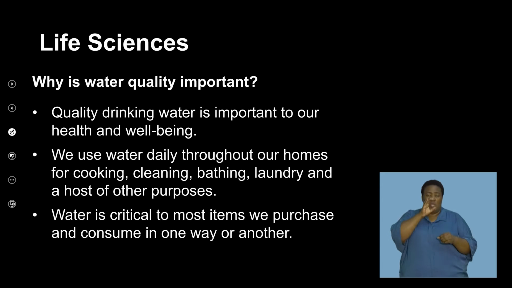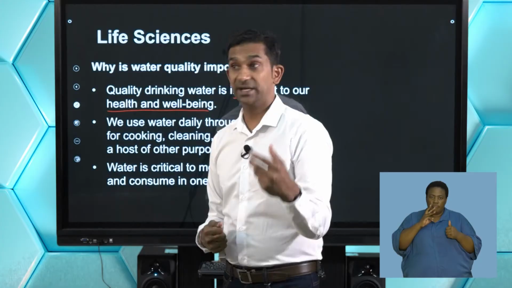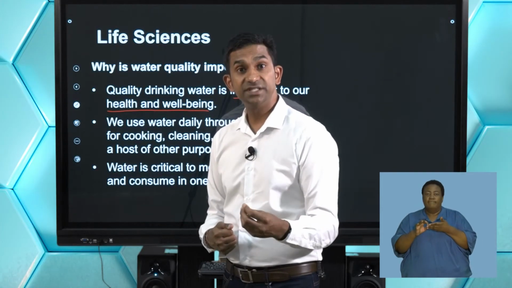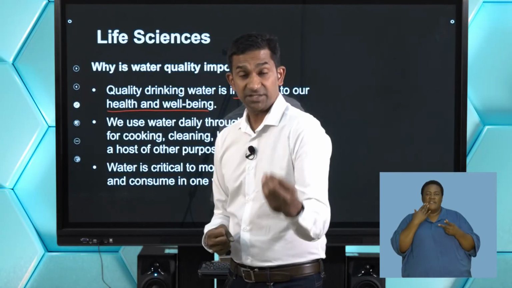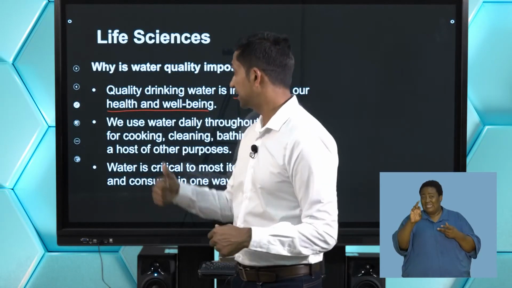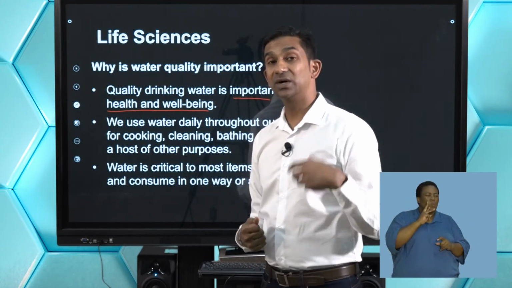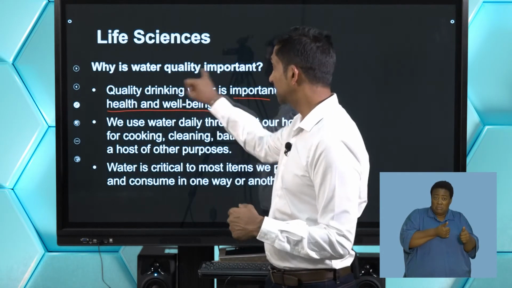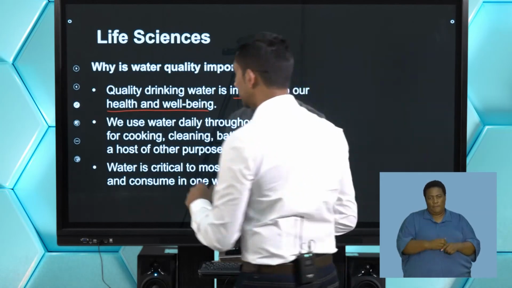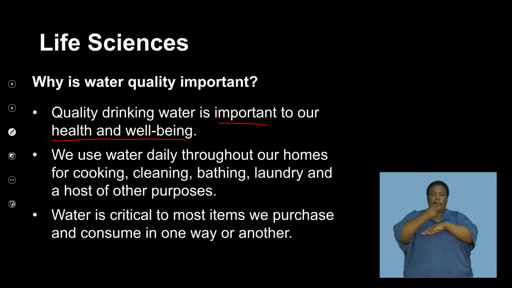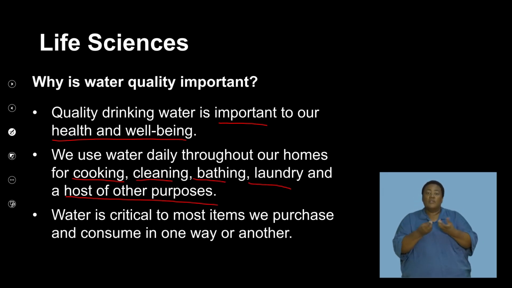The quality of drinking water is important for health and well-being, and you would know that if you're consuming water that has got contaminants and impurities, that's going to affect your health. So if it has bacteria and that needs to be processed, we know that bacteria can contaminate and affect humans. So we've got to consider what's present in water in terms of the quality that is being affected. We use water daily throughout our homes for cooking, for cleaning, for bathing, for laundry, and a host of other purposes, and hence the quality is very important. Water is critical to most items we purchase and consume in one way or the other.